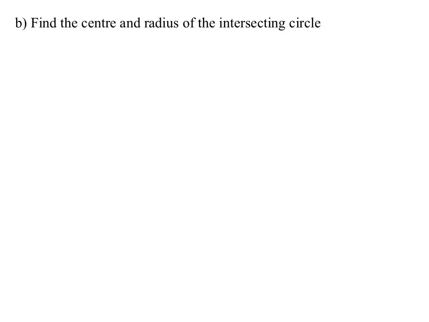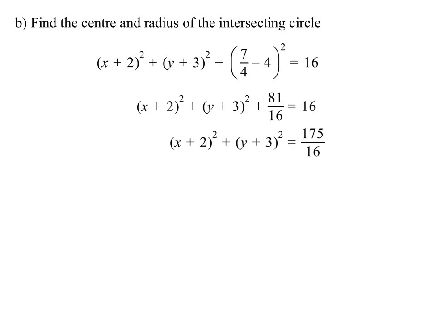So what's the centre and radius of that circle? Well, we now know z is 7/4. That's a constant 7/4. It's on that plane. Playing around with that, I can then get the equation of the circle that's sitting on that plane: (x+2)² + (y+3)² is equal to 175/16.